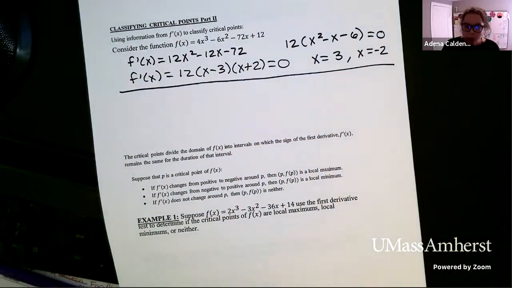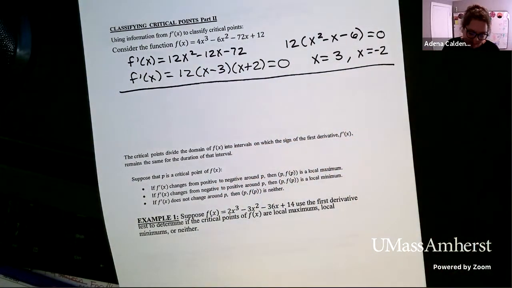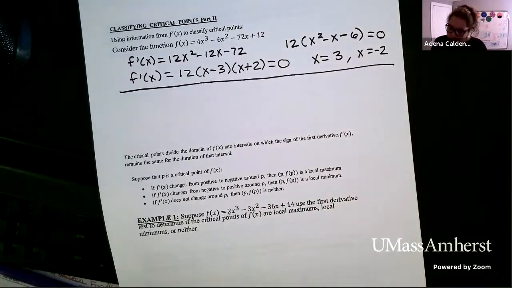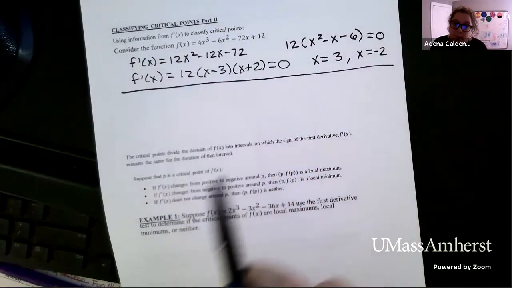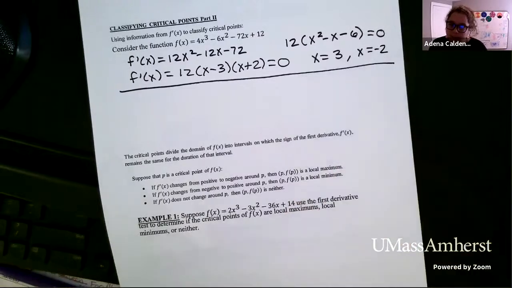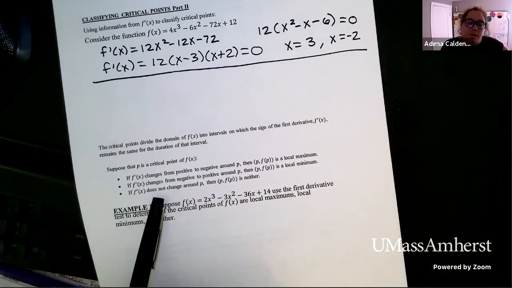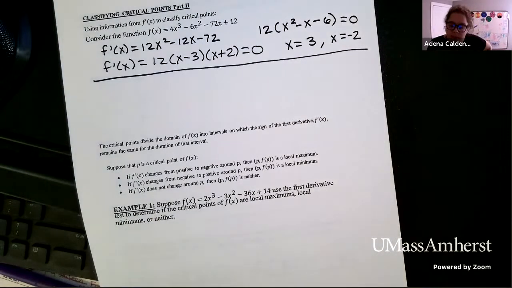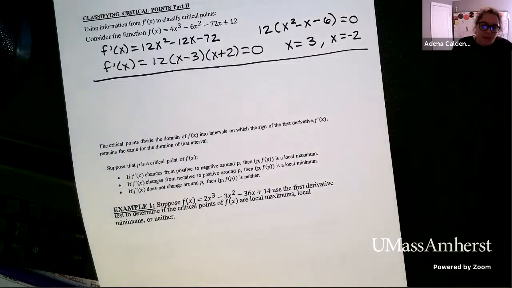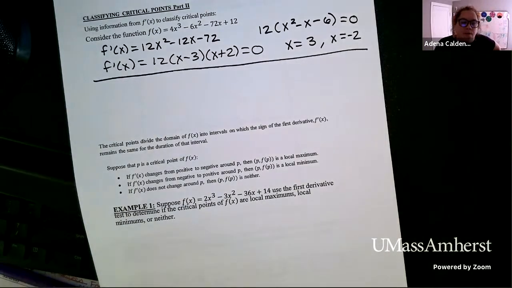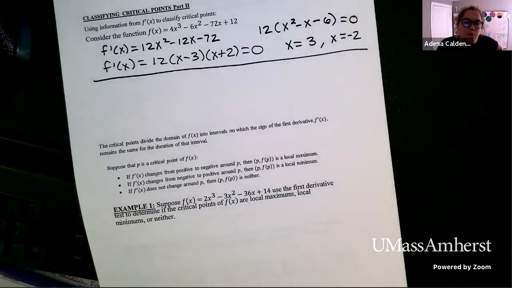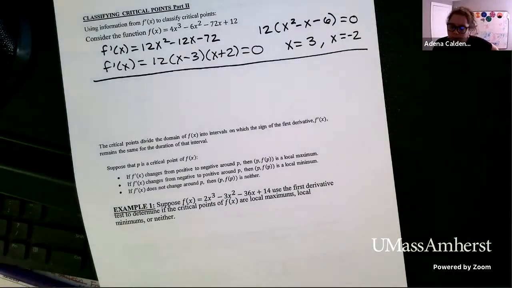So now another way that we could classify these. The first time we just looked at the graph, right? And looked at what was happening at 3 and -2. Another way we can look at this is within the first derivative. So what does that mean? Okay, so here we have the critical points divide the domain of f of x into intervals, on which the sign of the first derivative remains the same for the duration of that interval.